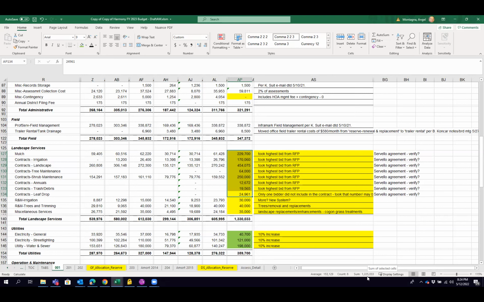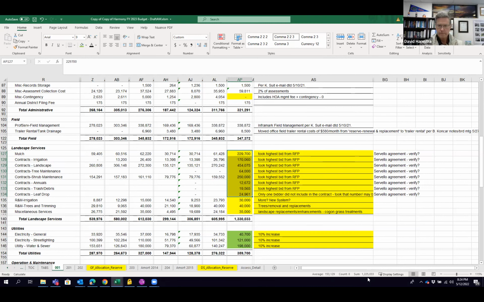But everything that I have highlighted here that would entail your landscaping in general is going to be $1,225,033. For the Cadillac plan. I mean, there you go. That's the whole wish list there.